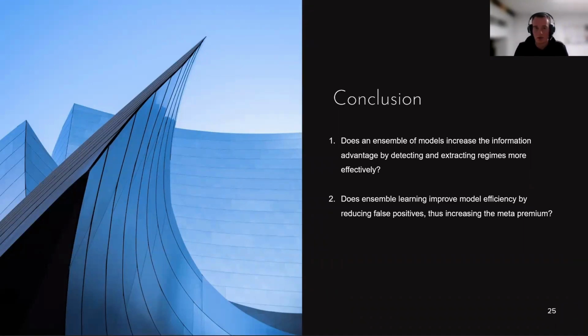And then I finally come to the conclusion, where I'd like to recall the two research questions that guided us through this paper. So first of all, we can confirm our hypothesis that an ensemble outperforms single baseline classifiers. And the basic idea behind this is a theorem called Condorcet's jury theorem, that a majority decision is more likely to be correct. And in experiment 1, we demonstrated how ensembles increase the information advantage through improved detection and extraction of regimes. Subsequently, in the second experiment, we showed how ensembles improved the model efficiency by reducing false positives.